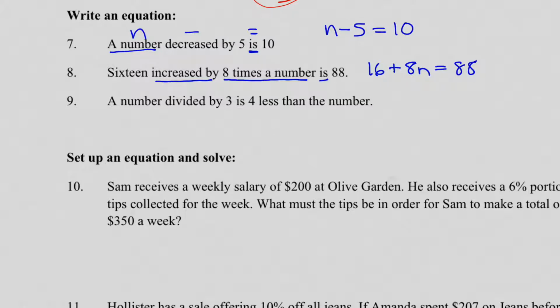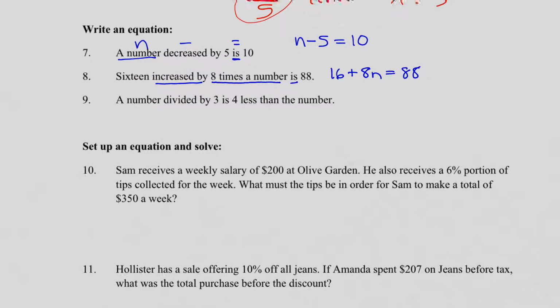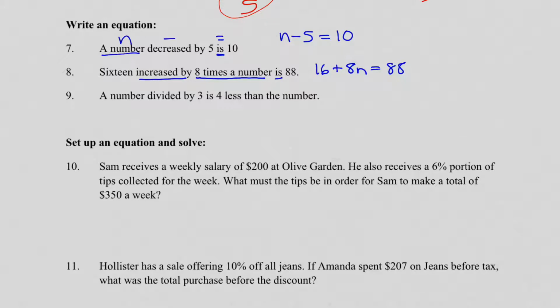What about number 9? Number 9 says a number n divided by 3, that's easy enough, equals, now it's going to say 4 less than the number. So the same number, we've got to subtract 4 from that. Remember, you've got to write it in reverse.